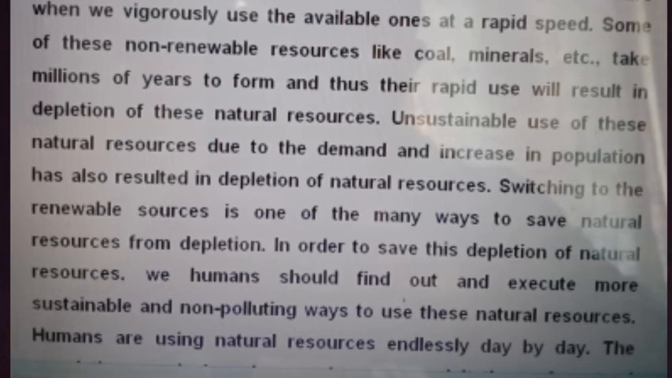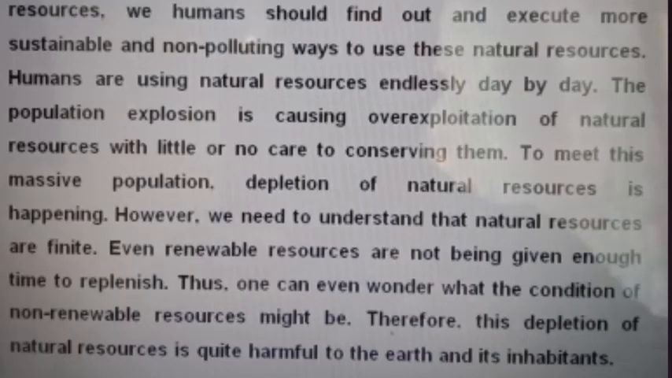Humans are using natural resources endlessly day by day. The pollution explosion is causing over-exploitation of natural resources with little or no care to conserving them. To meet this massive population, depletion of natural resources is happening. However, we need to understand that natural resources are finite. Even renewable resources are not being given enough time to replenish.